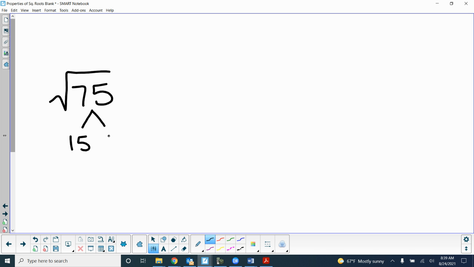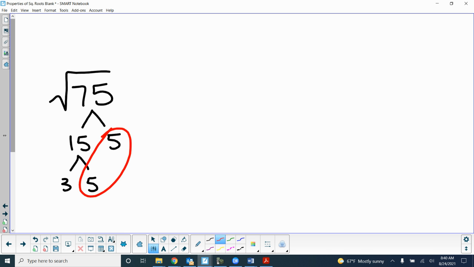Okay, 15 and 5. So then 5 is a prime number. We're looking for the prime factorization, right? That's what we call this actually, prime factorization. And then all of you guys know 3 times 5, right? Now, to simplify this, I'm looking for pairs of the same number. Do I have a pair of numbers up there? Yeah, I got a pair of 5s, right?